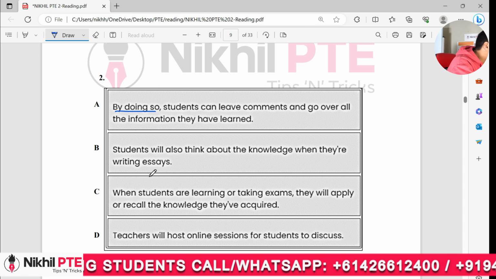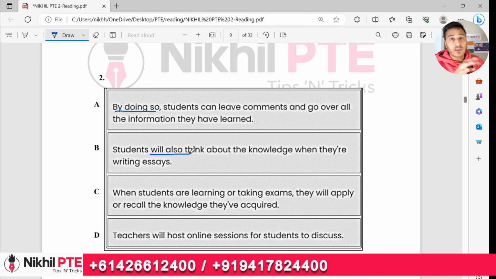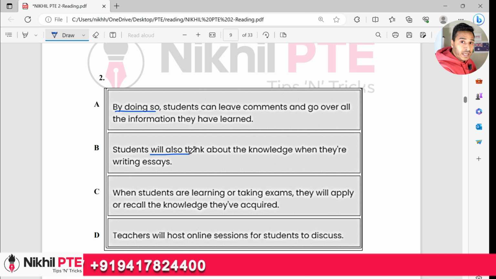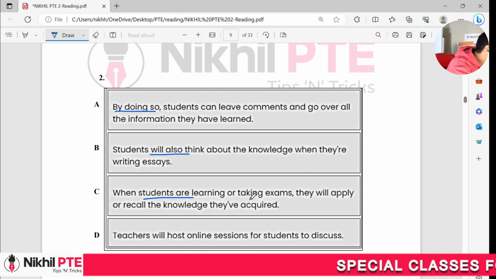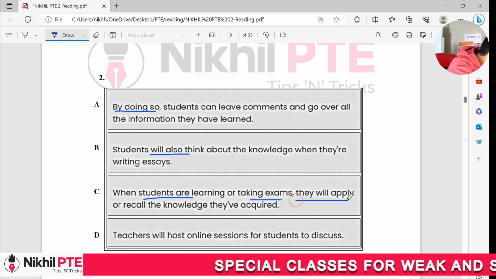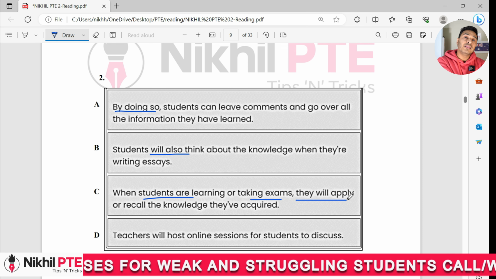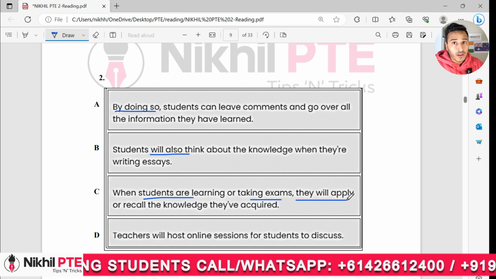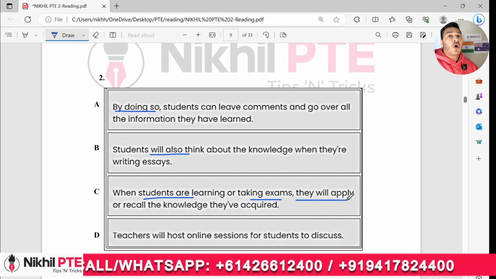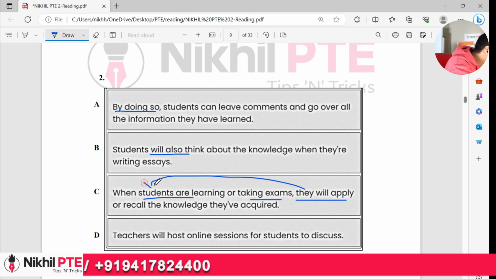right? Students will also think, will also, something happened before, another dependent sentence. When students are learning or taking an exam, they will apply. Whenever you are finding a pronoun in the option, that option will never come first. But understand the option first. They is used for students.